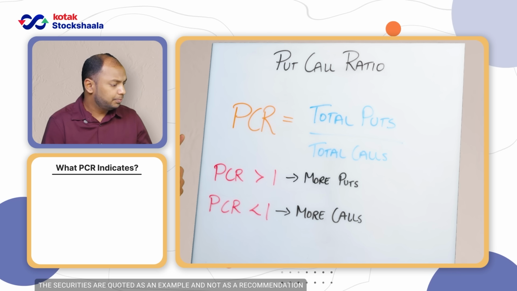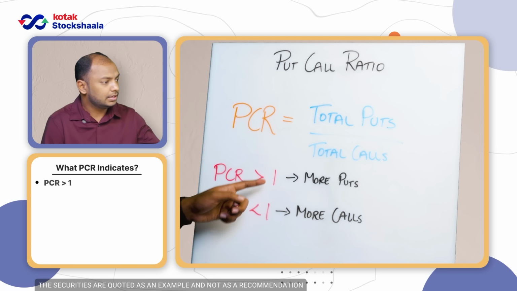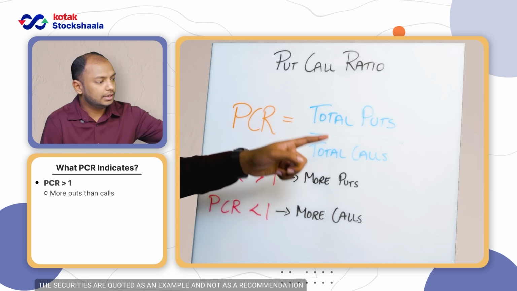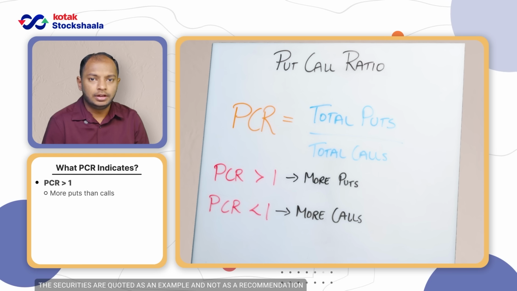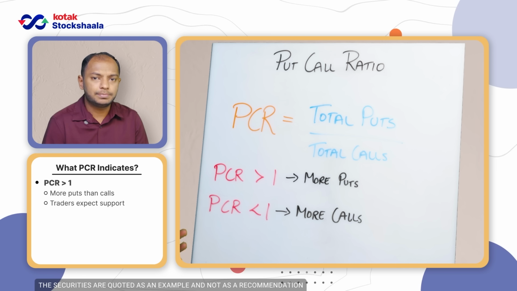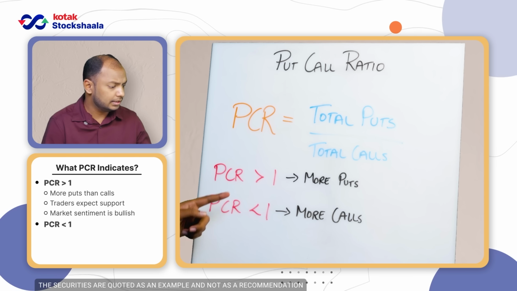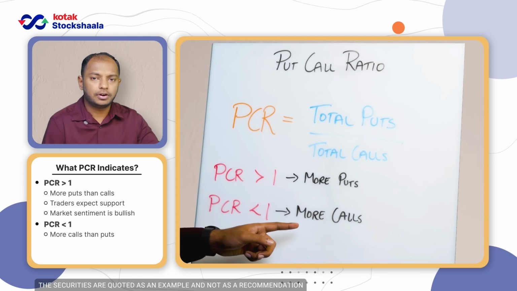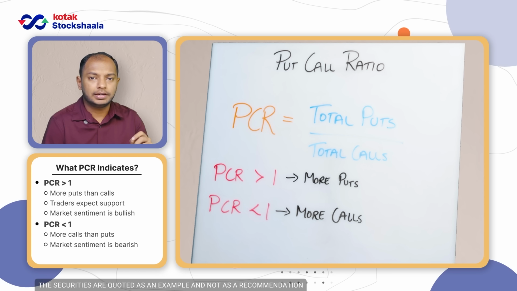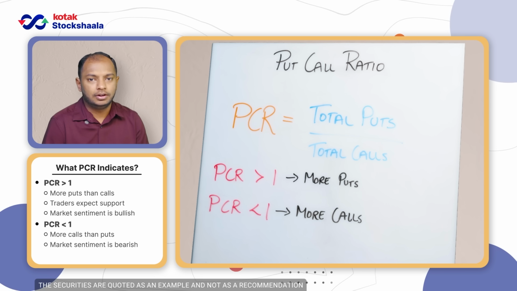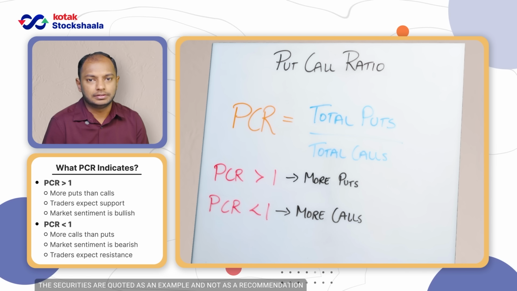In general, if PCR is greater than 1, then it means that the total number of puts is greater than the total number of calls. What it means is that the traders are expecting a support at this level. However, if PCR is less than 1, then the number of calls are higher, which means the market is expected to be bearish or a resistance at that specific level.